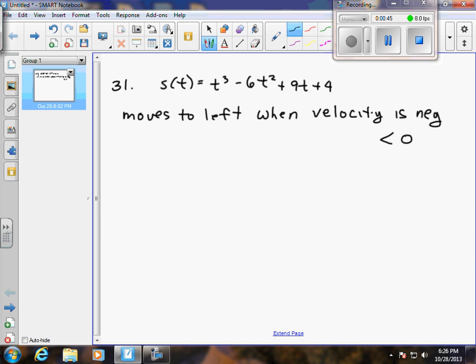or less than 0. So the velocity is the derivative of the position function. Using the power rule, you have 3t squared minus 12t plus 9. To determine where that's negative, I find it easier to determine where it's 0, and then 0 divides the positives from the negatives. Examine the number line in that respect.